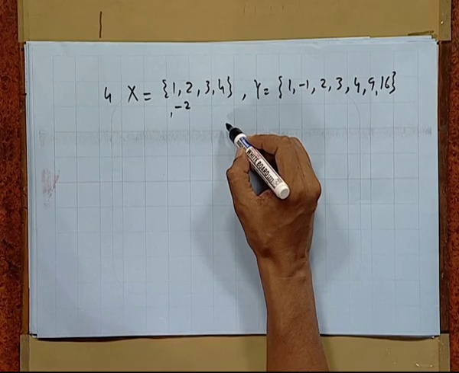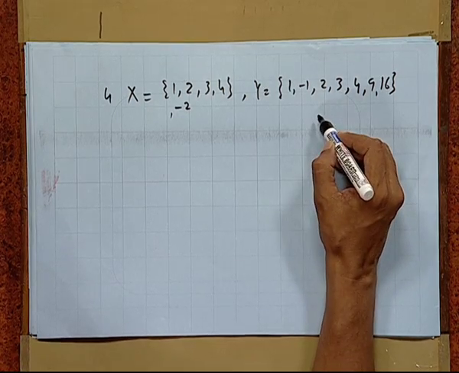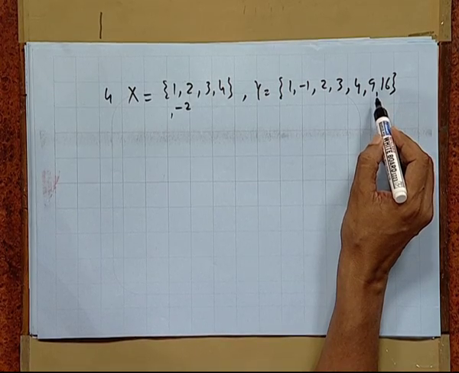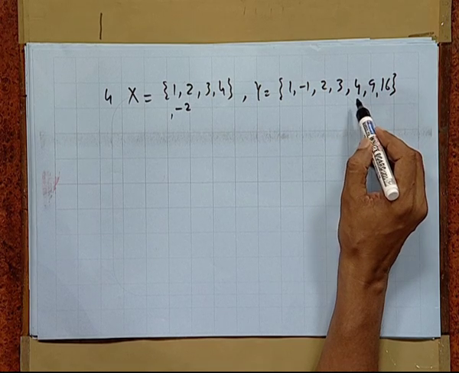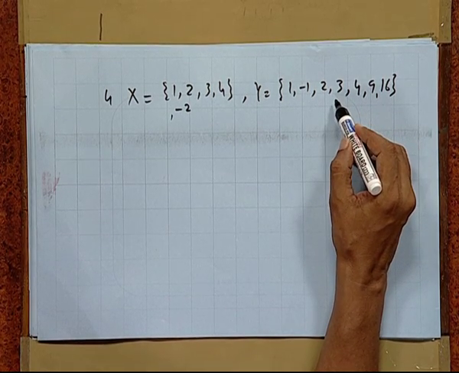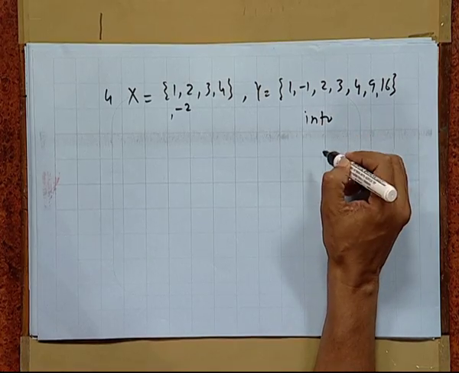Let us take the fourth case. We have X is 1, 2, 3, 4 and minus 2, Y is 1, minus 1, 2, 3, 4, 9, 16. Now, the first question, is it a function? Yes, of course, it is a function because every element has an image. Next question, is it onto or into? Well, look at the domain and codomain. In the codomain, the number 3 has no pre-image in the domain. So, it is a case of an into function.